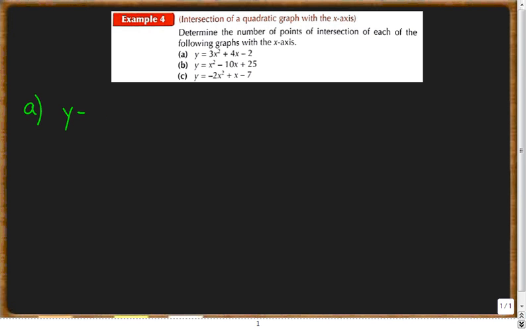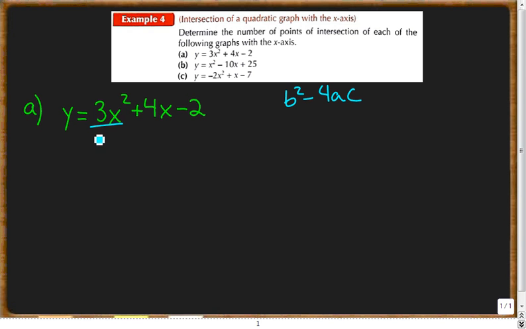A is y equals 3x squared plus 4x minus 2. So the discriminant, b squared minus 4ac, is going to determine that number. If our discriminant is greater than 0, then we're going to have 2 intersection points. If our discriminant equals 0, we're going to have 1 intersection point, and if our discriminant is less than 0, we will have 0 x-intercepts. So it's kind of tying back into section 1.1.